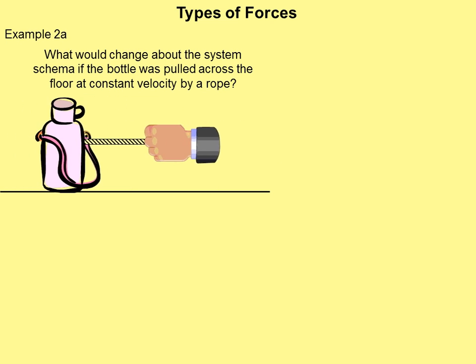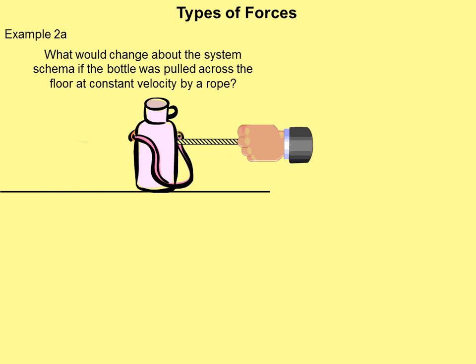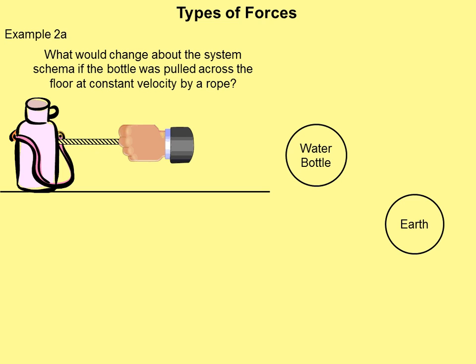So in this case, all right, it's moving at constant velocity. Well, let's see. Our beginning of our system schema doesn't really change. We've got the water bottle. It's being pulled on by the force of gravity between the water bottle and the earth. It's being supported by the floor, which would be an interaction we would call a normal force. It's being dragged across the floor, so they're rubbing against one another, and so that would cause a force of kinetic friction again because it's moving.